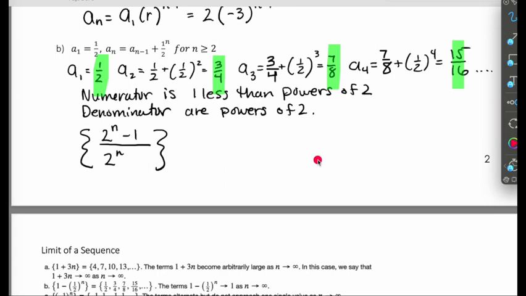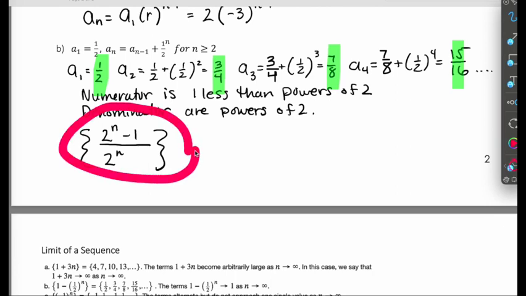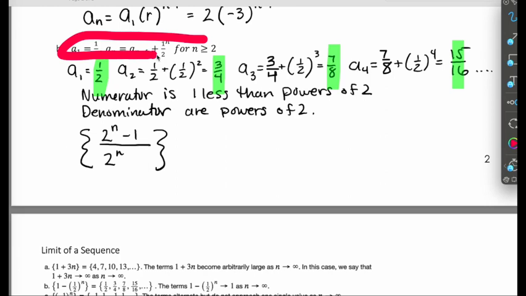Now, when I was working this out, I noticed that the denominators are powers of 2. This is 2 to the first, this is 2 to the second, this is 2 to the third, this is 2 to the fourth. So I wrote the denominator is 2 to the n. Then I noticed that the numerator is 1 less than the denominator. So then I wrote the numerator as 2 to the n minus 1. So here is our explicit formula for this recursive sequence here. And I'll let you guys do some spot checks to make sure it works.